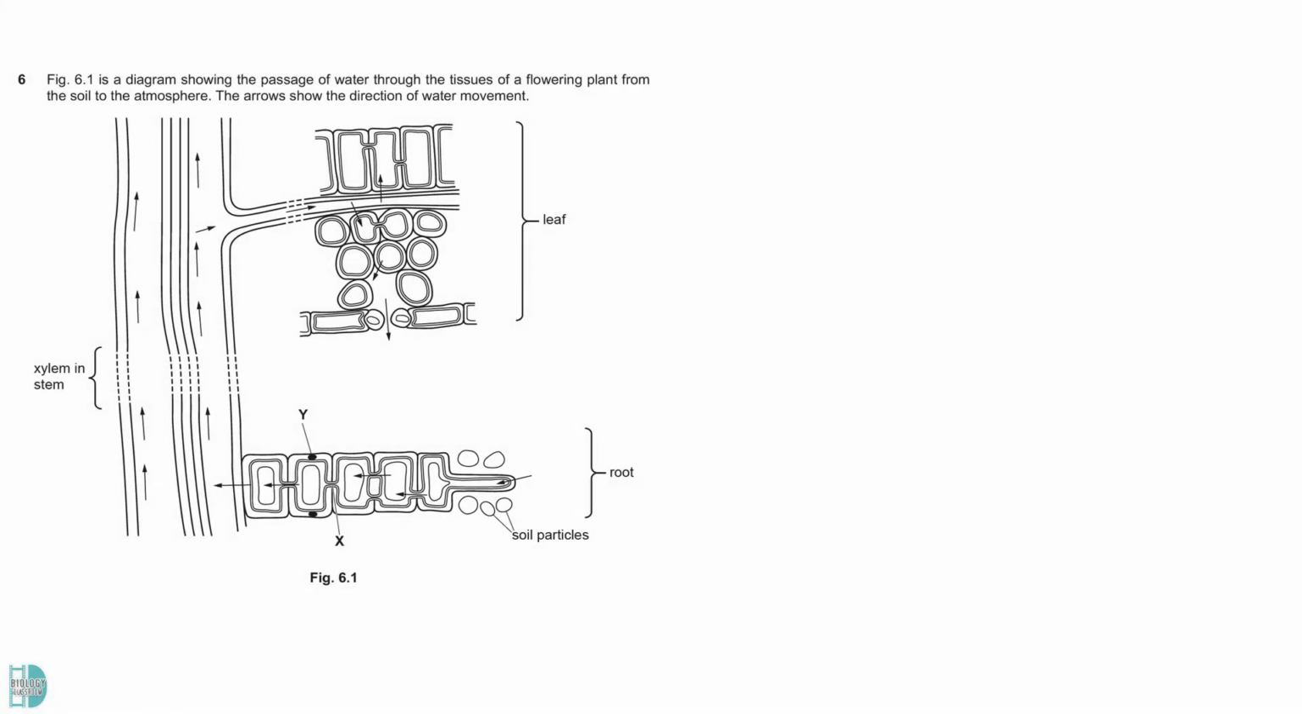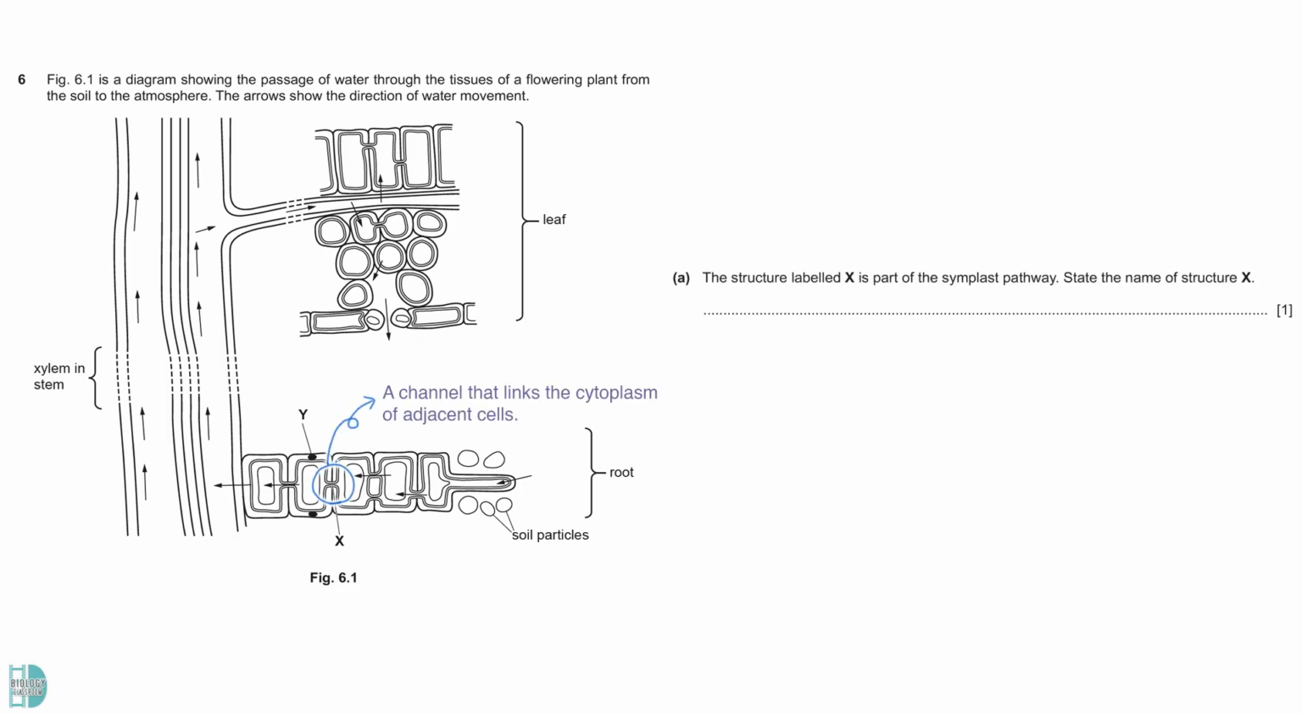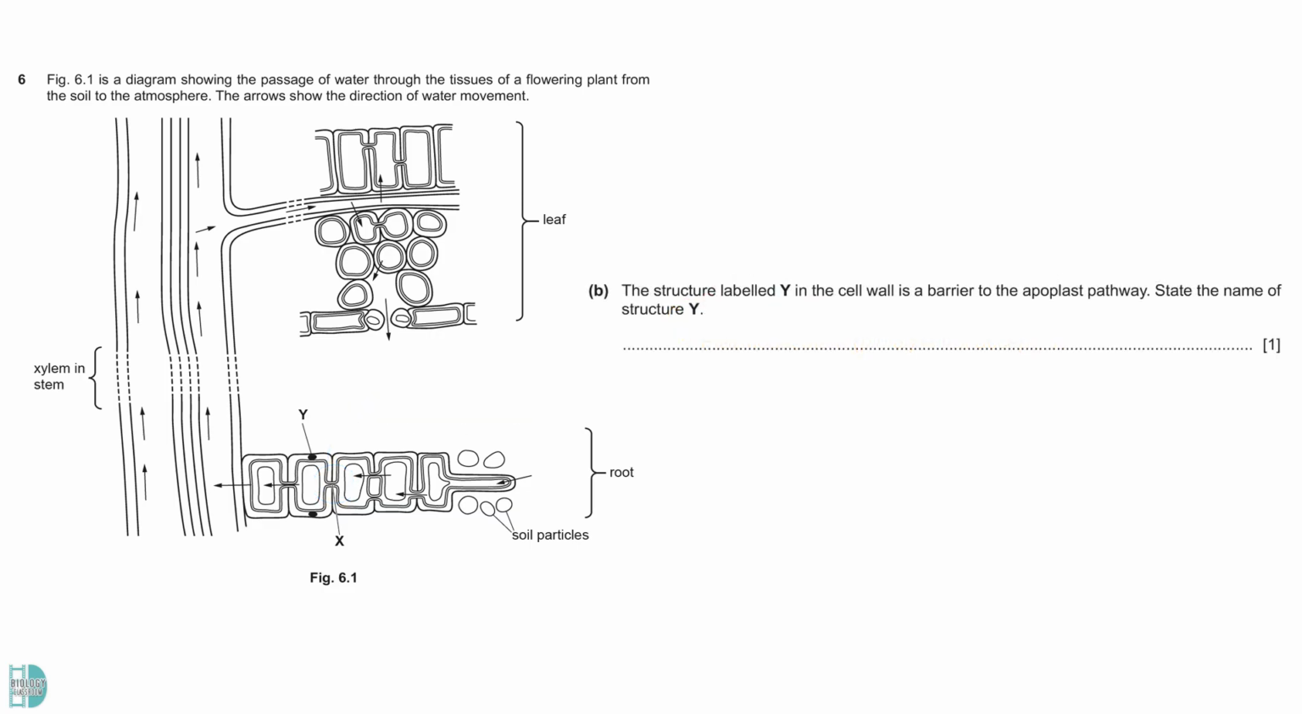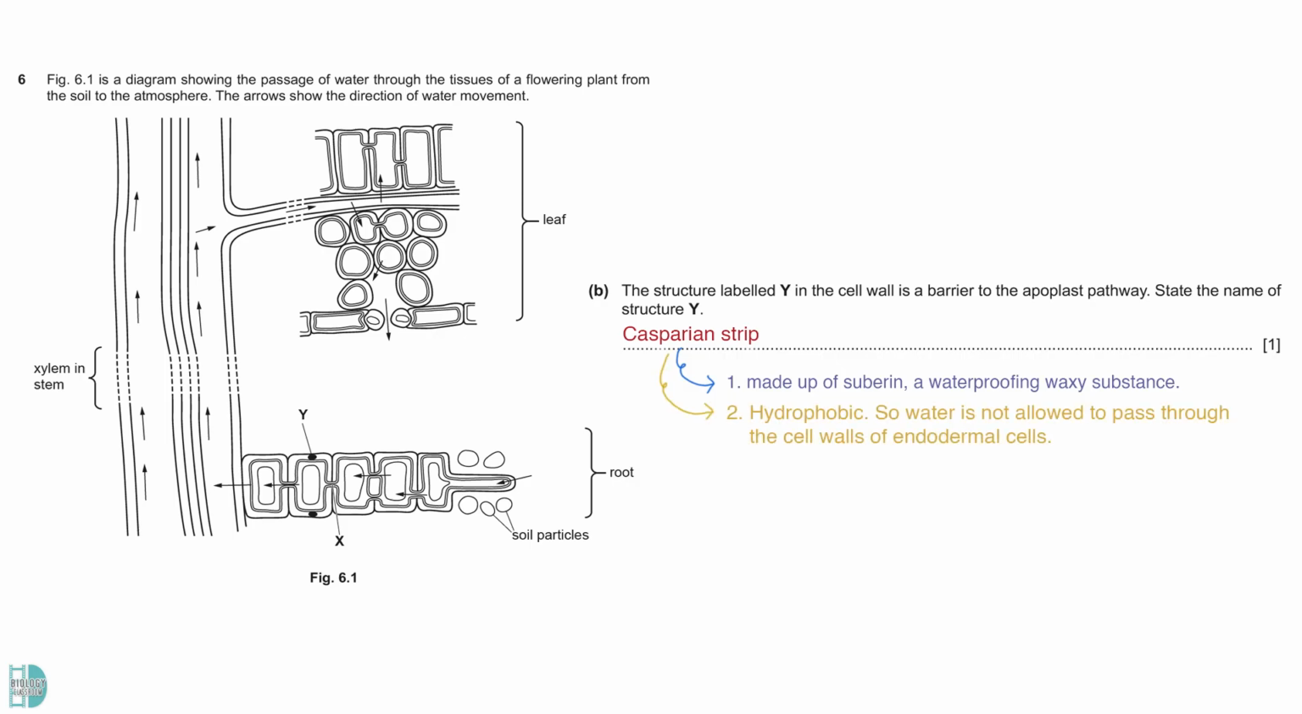Question 6 shows the passage of water through the tissue of a flowering plant from the soil to the atmosphere. X is a channel that links the cytoplasm of adjacent cells. It is a plasmodesma. The plural form is not accepted because only one structure is labeled. Y is found in the cell wall and is a barrier to the apoplast pathway. It is the Casparian strip. It is made up of suberin, a waterproofing waxy substance. Due to its hydrophobic nature, water is not allowed to pass through the cell walls of endodermal cells.